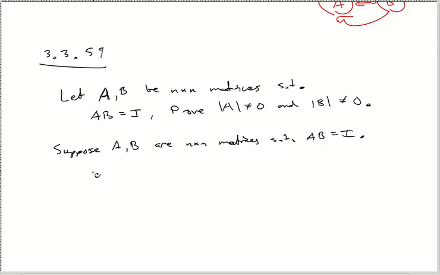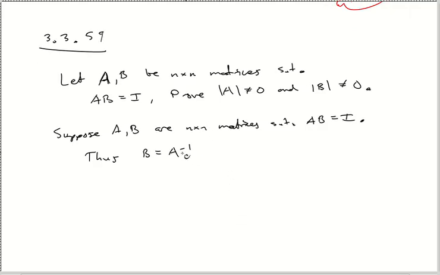Because I have that, I'm going to now say, thus, B, either way is fine, B is equal to A inverse. Okay? B is equal to A inverse. That's the only way that this could happen, because then you have A times A inverse is equal to I. That's a proven statement back from chapter 2. I guess you can use a little box if you want to say that.